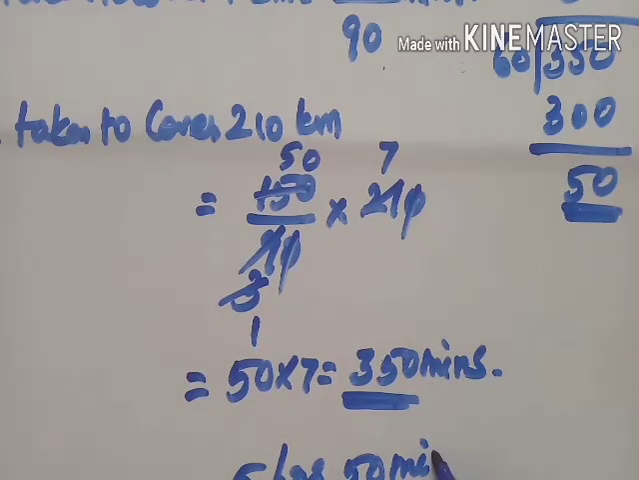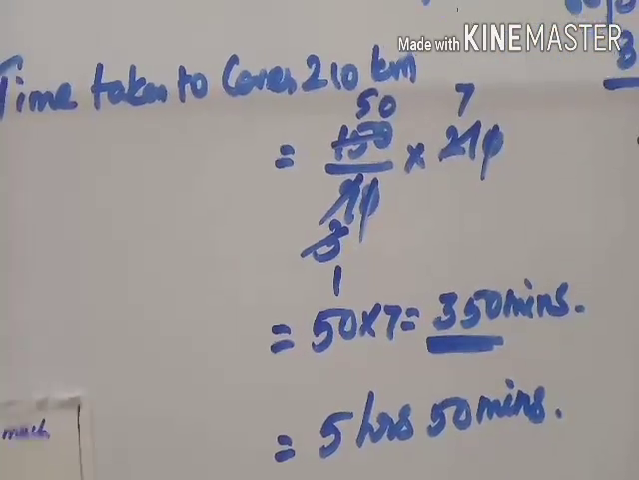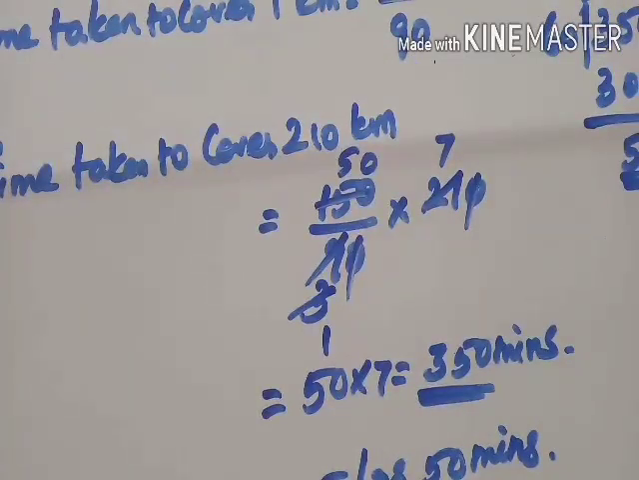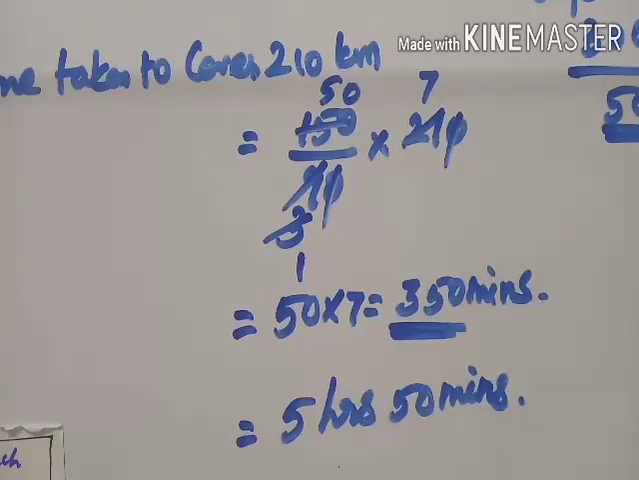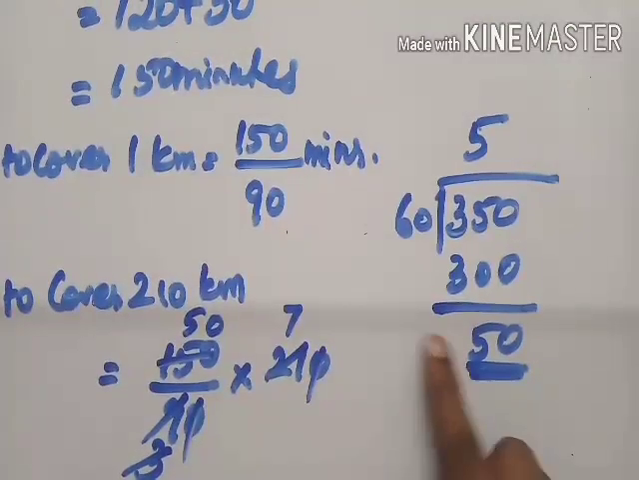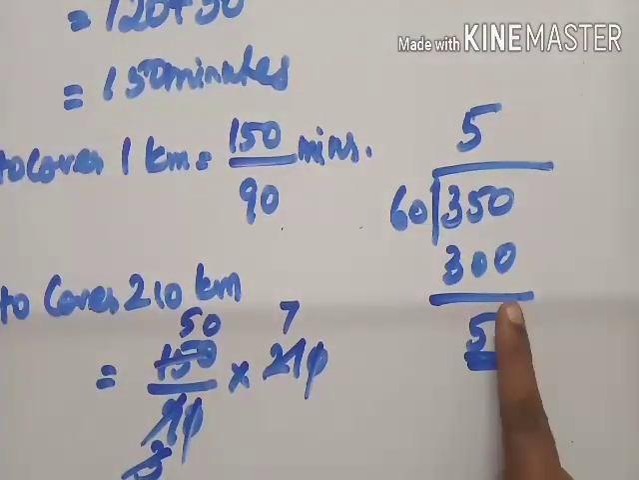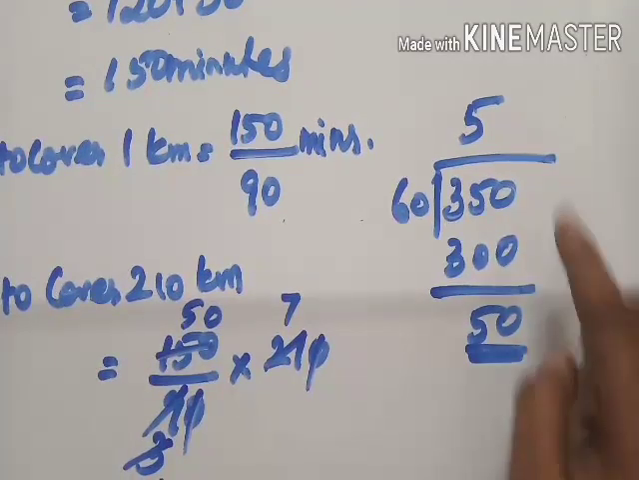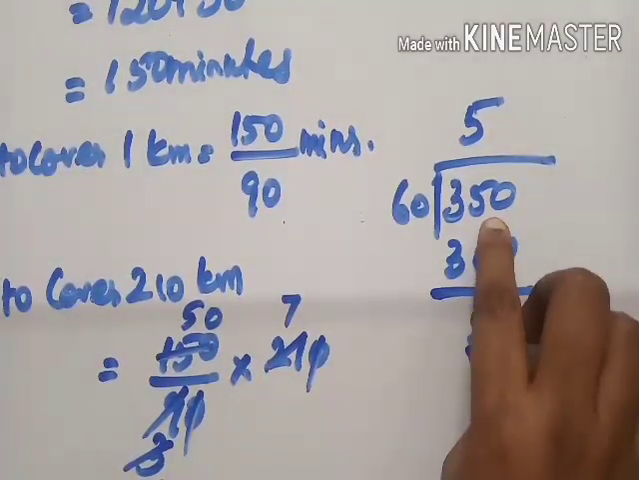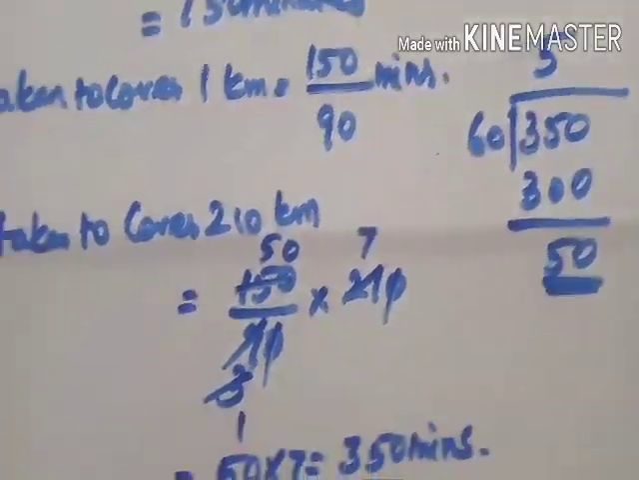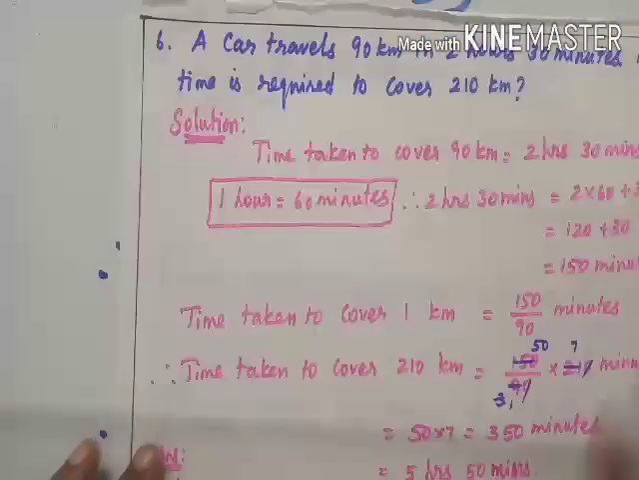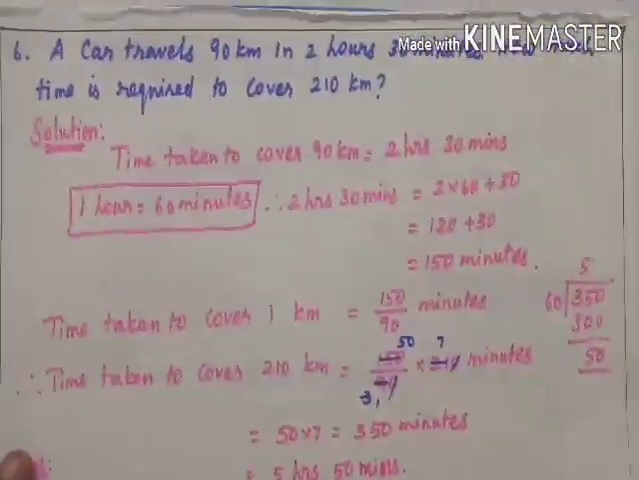5 hours 50 minutes. Yes children, time taken to cover 210 kilometer is equal to 5 hours 50 minutes. 5 into 7, 350. Convert this 350 minutes as hours. 350 divided by 60. 5 60s are 300. So balance is 50. So 350 minutes is equal to 5 hours 50 minutes. Yes children? Right.